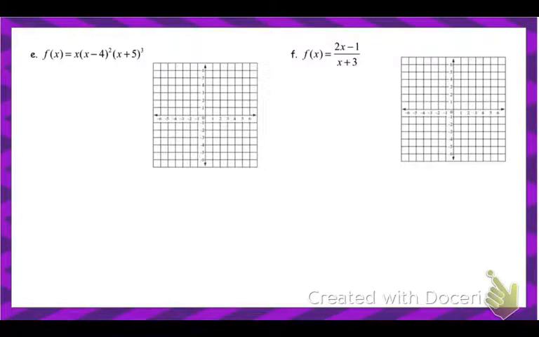So if you remember, the first thing that we did was we found the zeros. All right, we found the x-intercepts. So this graph has 3 x-intercepts: 0, 4, and -5. Then what we did was we talked about the multiplicity of those zeros. And what that meant was, what's the exponent on that zero?